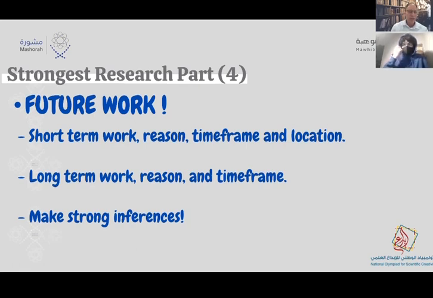And make strong inferences, okay, that you can get this work done, and the reason to do this work will help you show better data. It'll help you get closer towards your application.